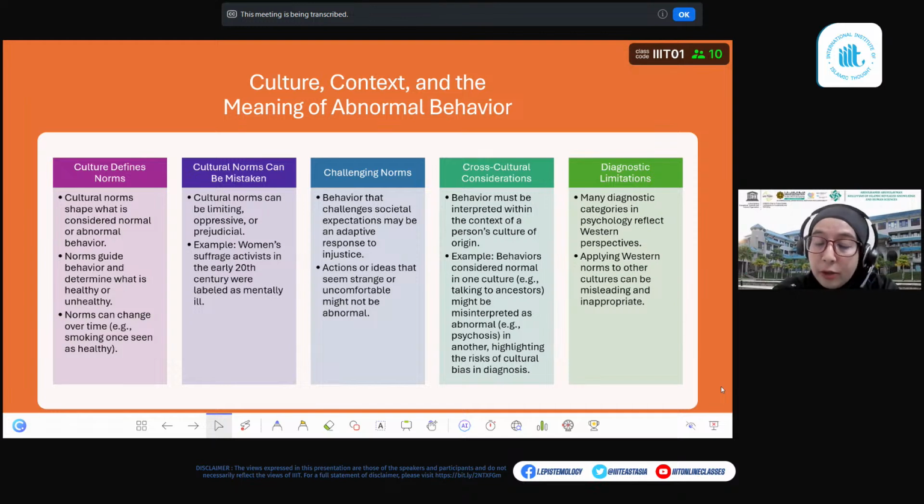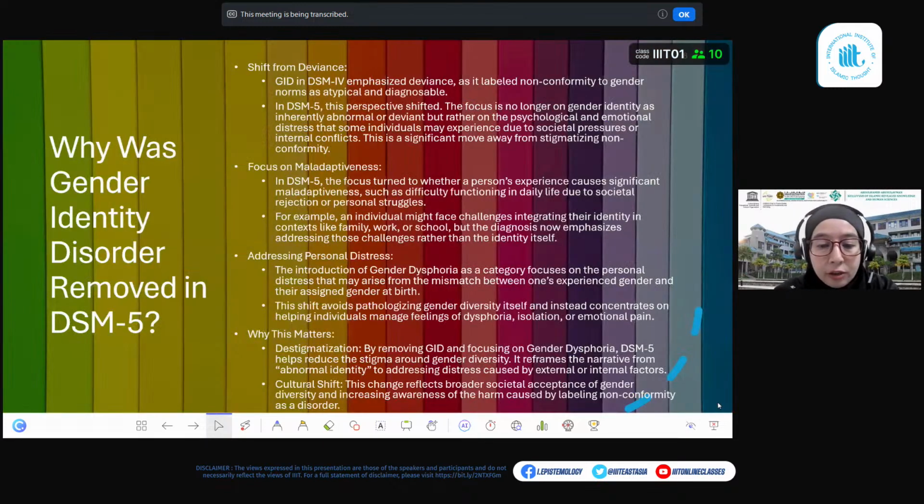Many of the diagnostic categories in psychology, when I talk about mental disorder, we have diagnostic categories in the Diagnostic and Statistical Manual of Mental Disorders, or shortly recognized as DSM. This is the book that is frequently referred to by psychiatrists, clinical psychologists, mental health counselors, and other mental health professionals. And many of these diagnostic categories are rooted in Western perspective, and applying them to other cultures without considering their unique context can lead to misunderstanding and even harm. So as we think about what it means to be normal or abnormal, we must consider how deeply culture influences these definitions. Most importantly, we need to ask whether our current framework truly captures the full complexity of human behavior. So I would like to invite you to have a look at one sample of disorder in DSM.